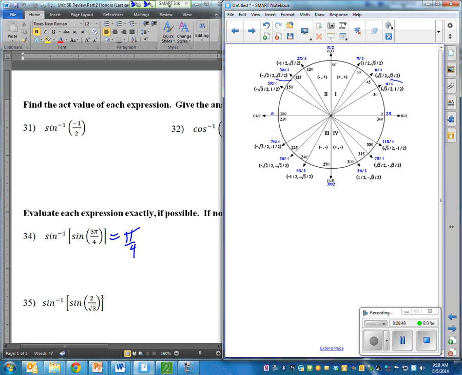Okay, 35. We have the sine inverse of 2 over the square root of 3. This is no solution. Okay, the reason it's no solution is that 2 over the square root of 3 is greater than 1. And that doesn't work.